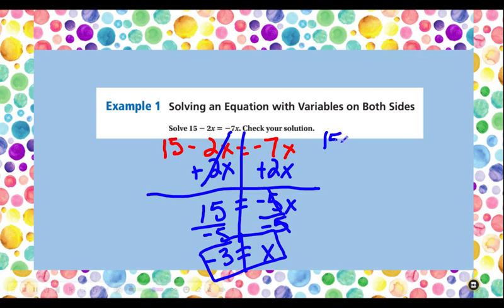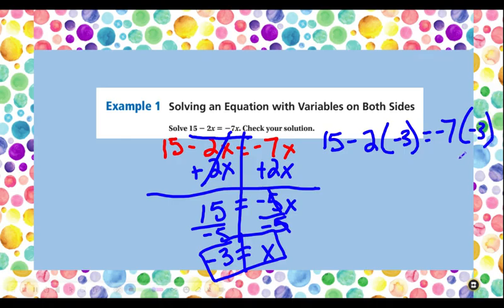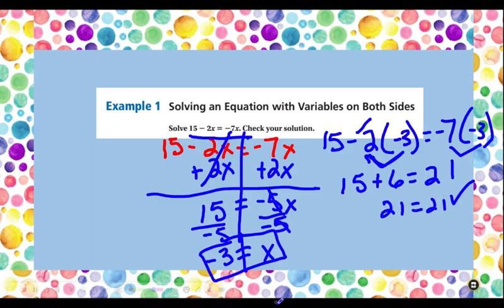So I'm just going to substitute into the original equation, which is here. 15 minus 2 times negative 3 equals negative 7 times negative 3. So negative 2 times negative 3 is positive 6. So 15 plus 6, does that equal negative 7 times negative 3? That's 21. 15 plus 6, does 21 equal 21? Yes, it does. Check. Great job.